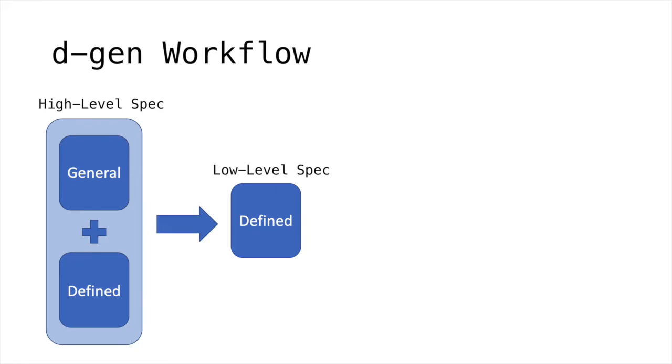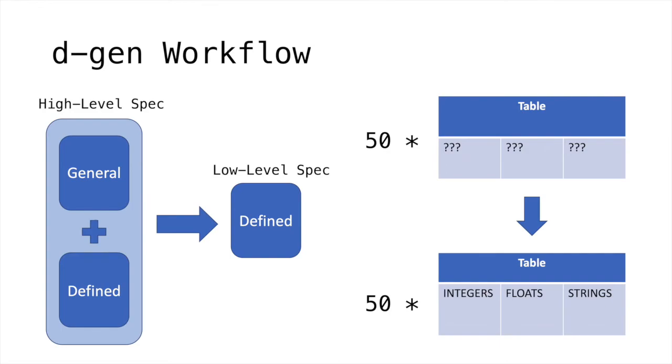After a user writes their high-level specification, dgen then translates it into a low-level specification. Low-level specifications remove all of the vagueness of the high-level spec and fill in any missing information the user didn't provide. For example, if a high-level spec asks for 50 tables, dgen will determine the number of rows for each table, the number of columns, the data types of each column, and the ranges of those data types.